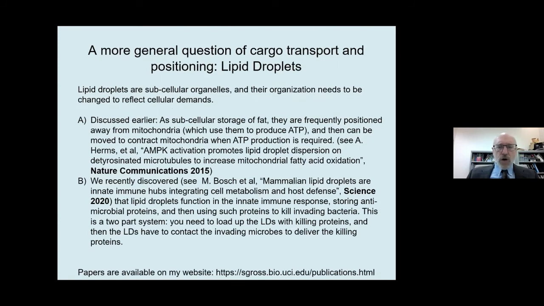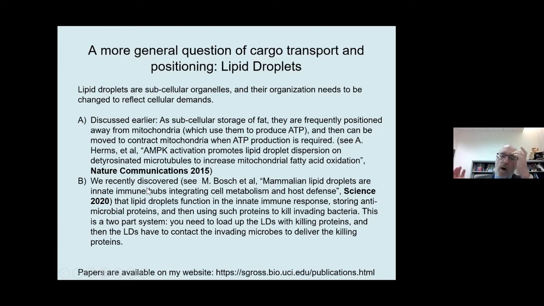Okay, so I want to end with some of our latest work. I already mentioned that lipid droplets have to move to be able to contact mitochondria to transfer fat for energy production. But something intriguing that we recently discovered is that lipid droplets are also innate immune hubs. And this was published in Science very recently.